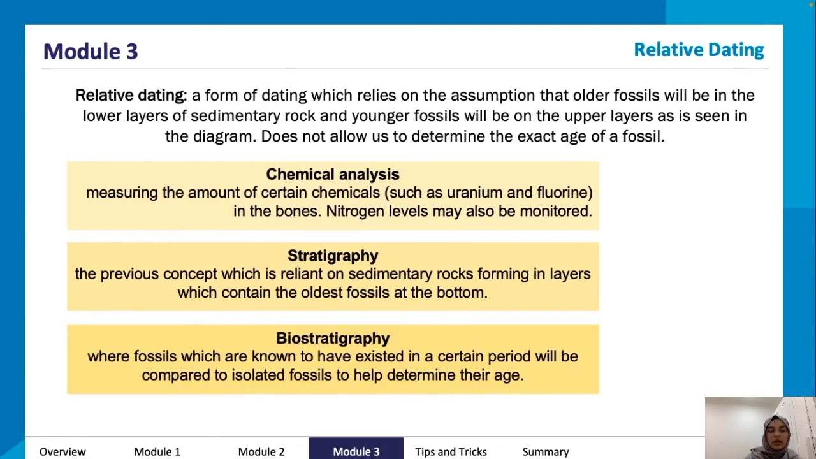Stratigraphy is the idea, building on the previous concept, that sedimentary rock forms in layers, which contain the oldest fossils right down the bottom. And biostratigraphy is where fossils known to have existed in a certain period are compared to isolated fossils to help determine their age. So this is trying to figure out what age they're at.